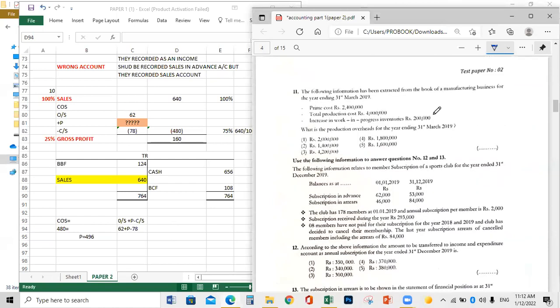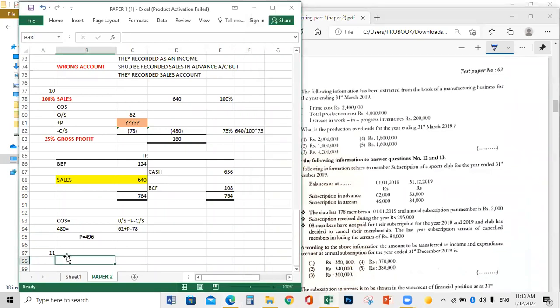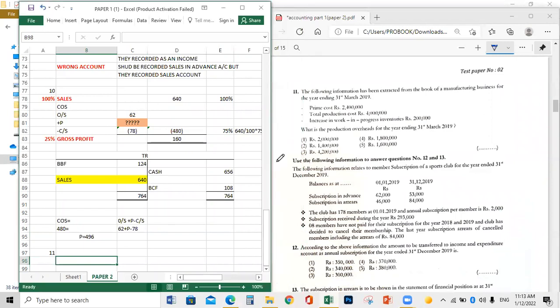Question number 11. The following information has been extracted from the books of a manufacturing business for the year ending 31st March 2019. What is the production overhead for the year ending 31st March? Okay, 2 minutes. I'll give you all 2 minutes. Do it quickly and send me the answer for question number 11. Remember how to calculate the manufacturing cost, and try to do question 11 and then send me the answer.